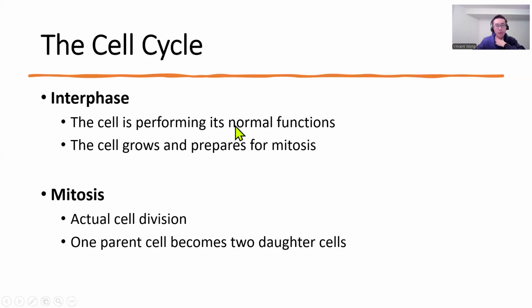In interphase, the cell is performing its normal functions. It's growing, it's preparing for mitosis. And then mitosis is the actual cell division that takes one parent cell and splits it to become two daughter cells. Yeah, we use feminine description for these things. And there's no son cells or anything, they all are called daughter cells.